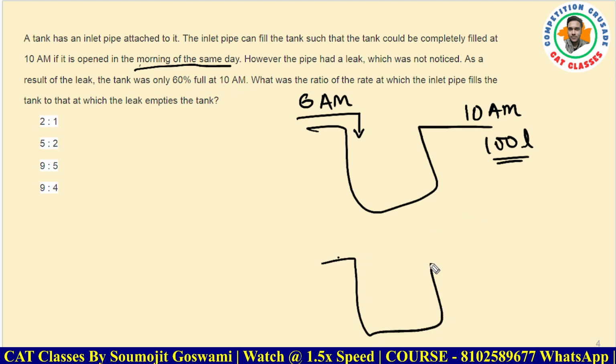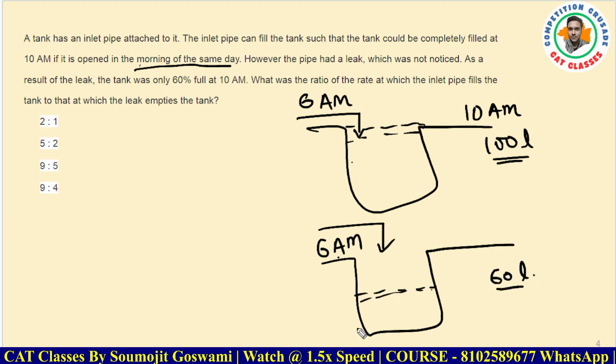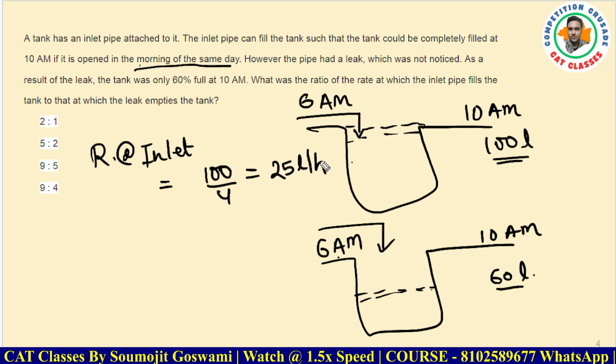So the second situation is that it was started at 6 AM only, but there is a leak, and because of that leak, it is only filled up to 60%, or I can also say 60 liters. And this is also exactly at 10 AM. So typically what I'm looking at is the rate of the inlet pipe, which can be said as 100 by 4 hours, so that is 25 liters per hour.